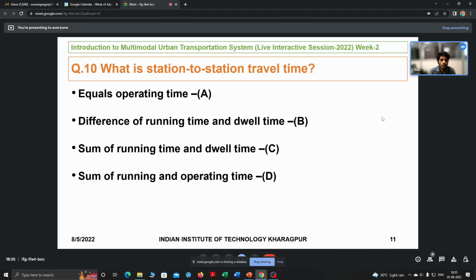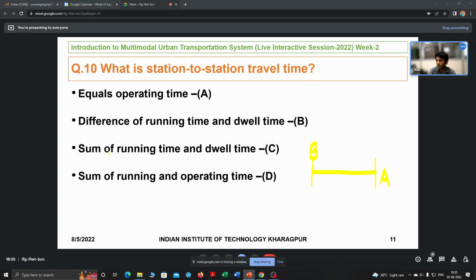So then what is the difference between running time and dwell time? That itself, this option doesn't make sense, right? Because running time is what? If you have stop to stop, if the bus leaves from A and reaches the next stop, that is B, that is the running time. It is not accounting for the stop, that is dwell. Dwell means the time taken by a bus to serve the passengers at each bus stop. So the difference doesn't make sense.